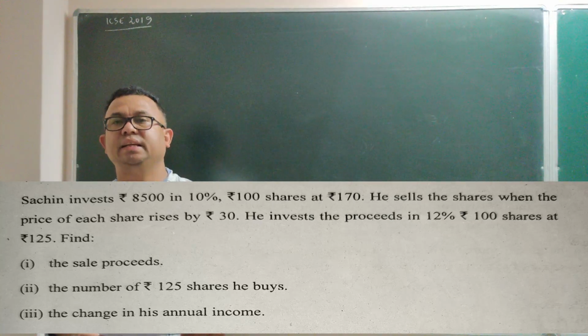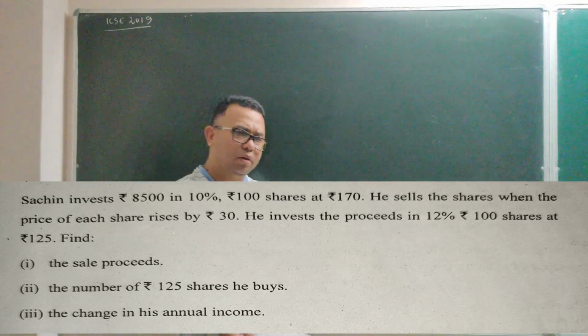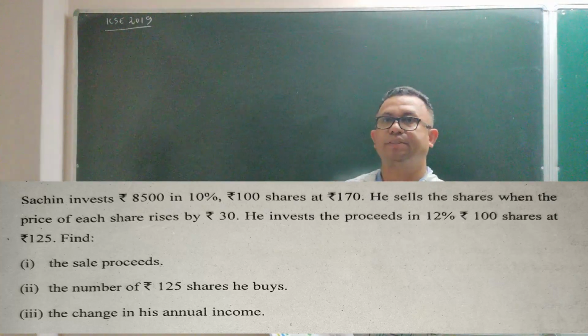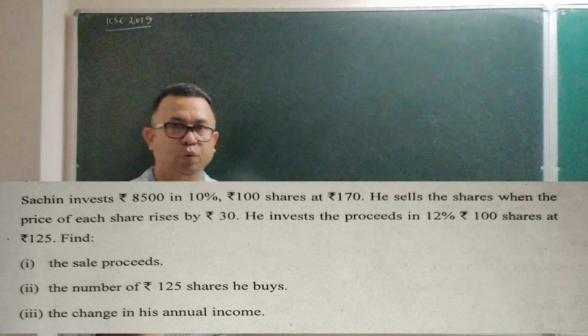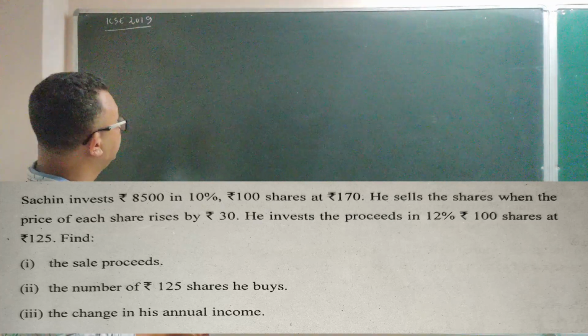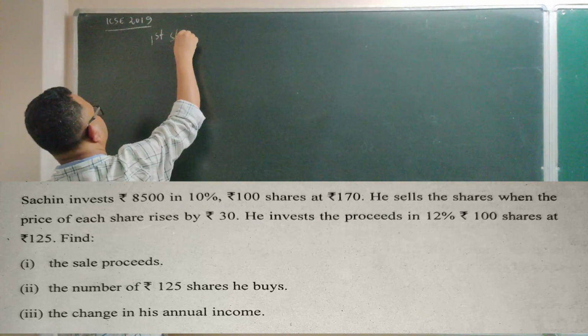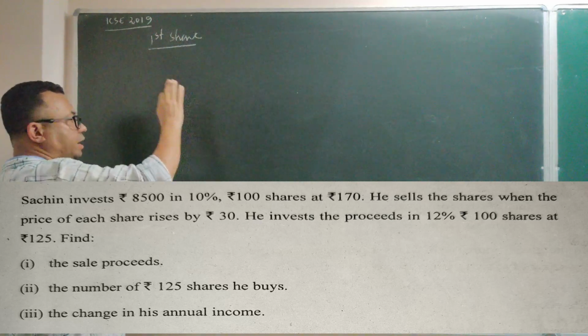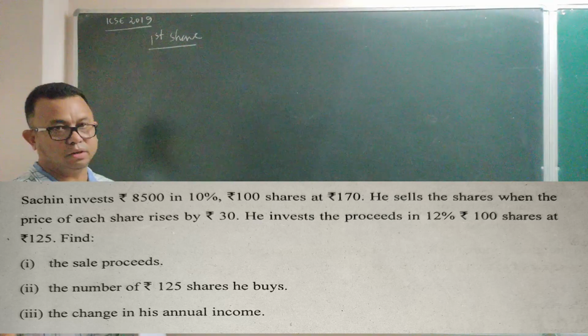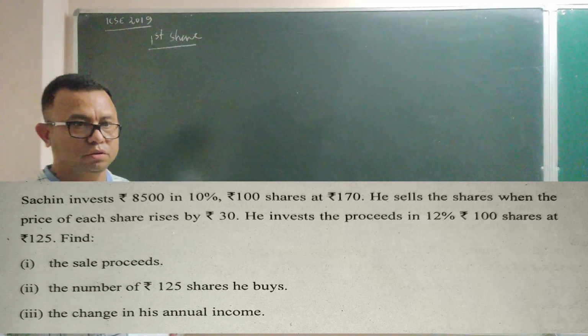And what is his change in annual income? Now whenever two shares are involved, or in this kind of sell proceed type of question, always do it by this method. Give the heading first share. Whatever is related to the first share, you do on the left side of your paper in your answer script when you are solving.